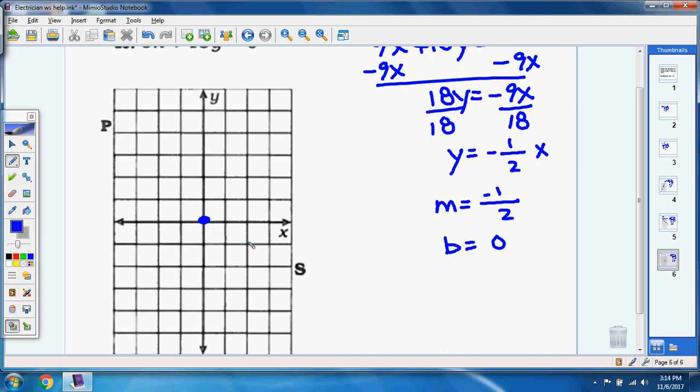Down 1, right 2. Down 1, right 2. Letter S. Backwards again. Up 1, left 2. Up 1, left 2. Letter S. 9x plus 18y equals 0.